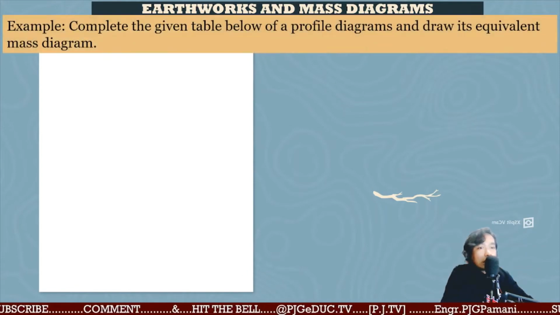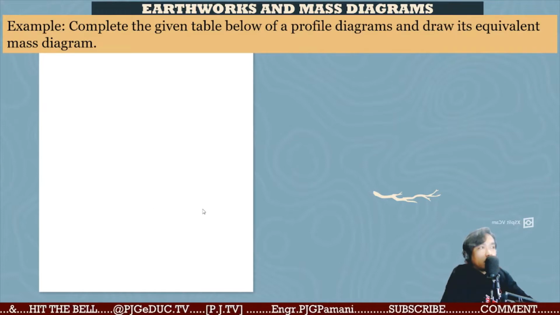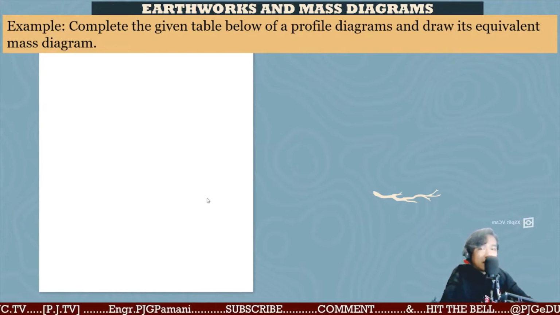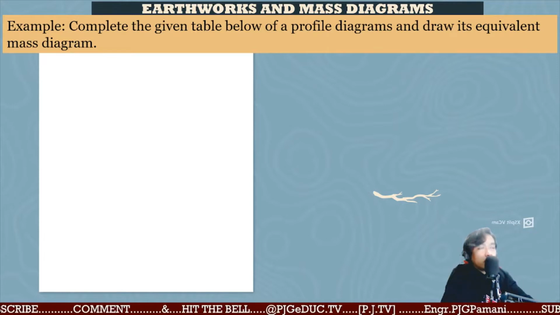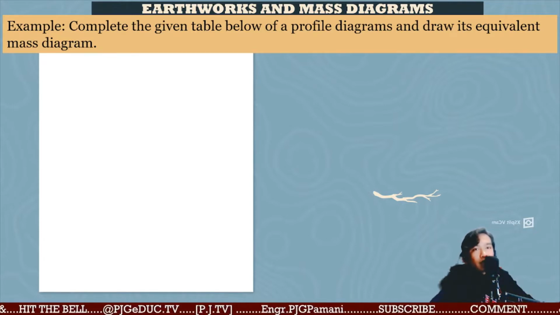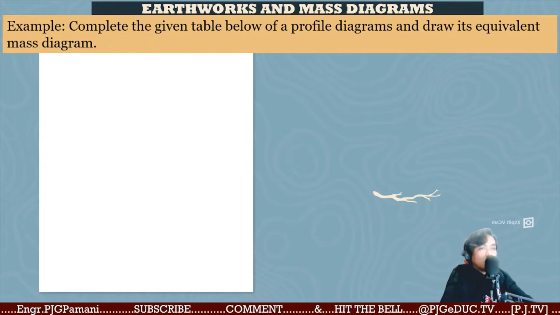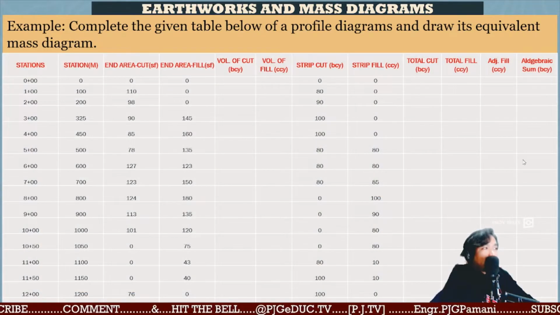Second example will be: complete the given table below the profile diagram and draw its equivalent mass diagram. Kukompletuhin na natin, with regards naman to the volume, the required fill, the required cut, the adjusted fill, and so forth. Part na yung compaction, and part na rin yung BCY at saka yung CY. Then stationing, then yung cumulative area, cumulative volume. So ito yung ating sample data.